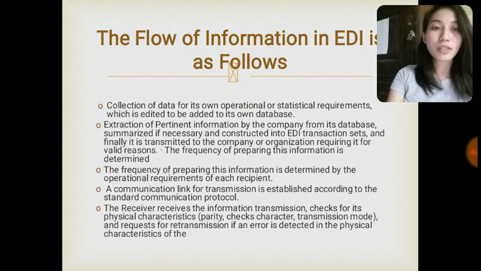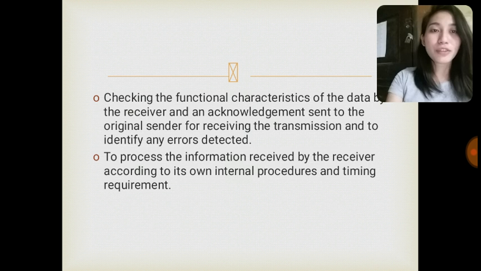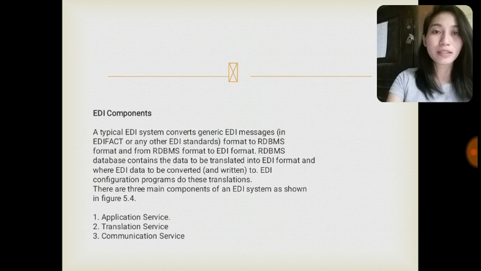A communication link for transmission is established according to the standard communication protocol. And lastly, the receiver receives the information transmission and checks for its physical characteristics. Checking the functional characteristics of the data by the receiver, and the acknowledgement sent to the original sender for receiving the transmission and to identify any errors detected. Then the receiver processes the information received according to its own internal procedures and timing requirement.